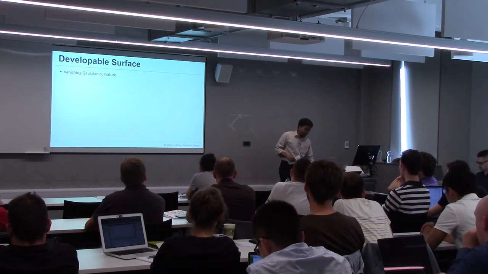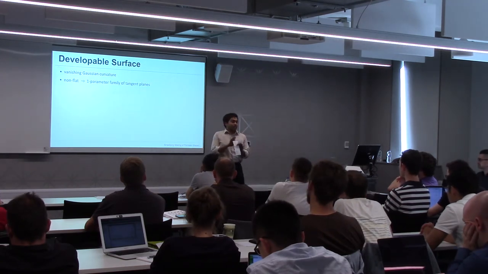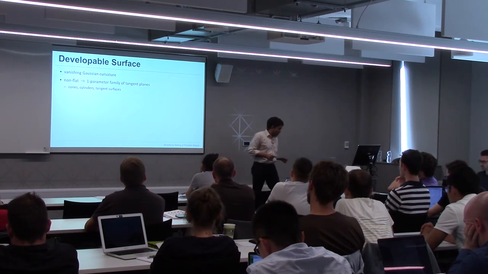It's a cylinder, of course. It's a cone, which is here, or you have a tangent surface. So you have a 3D surface, 3D curve, and it's a tangent strip around. Right? That's all there is to locally developable surfaces. Okay? So when you have this non-flat, this is another fancy way of saying these are the three things that can happen, which are the cone, cylinders, and tangent surfaces.